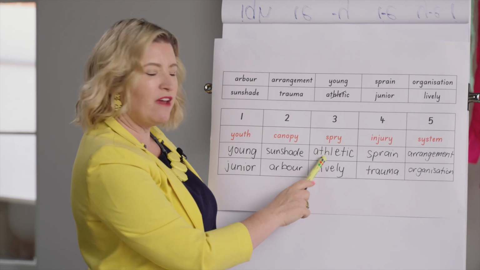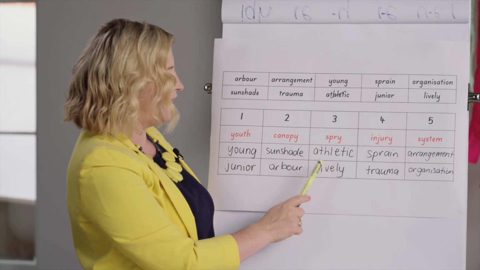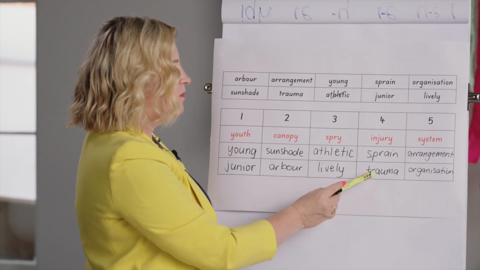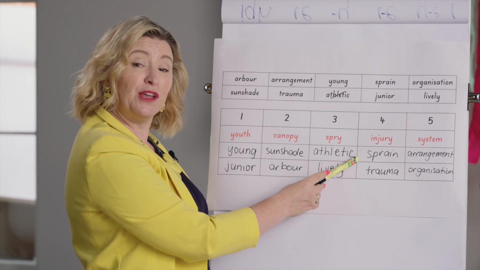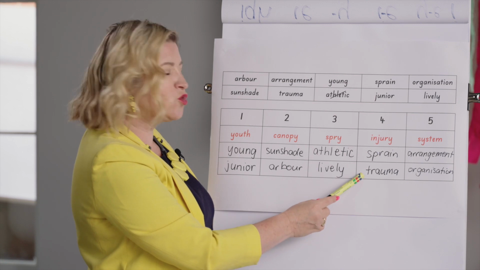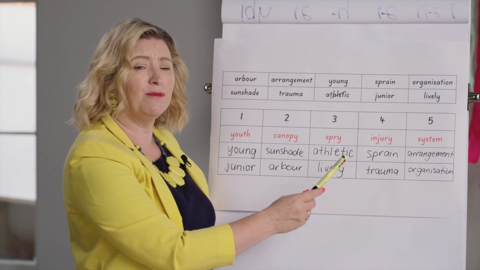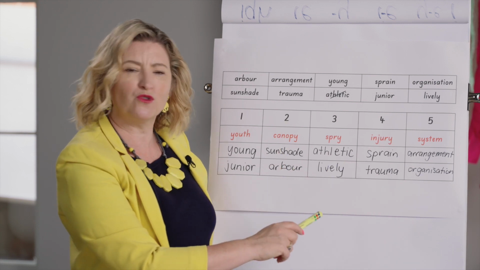And we've got spry. Remember spry, we did athletic already, and lively, full of life. Injury. You might have had a sprain before, so you know that a sprain was an injury. Or trauma. Remember, trauma was when something really bad happened and we got hurt and it caused us all sorts of trouble. Trauma.